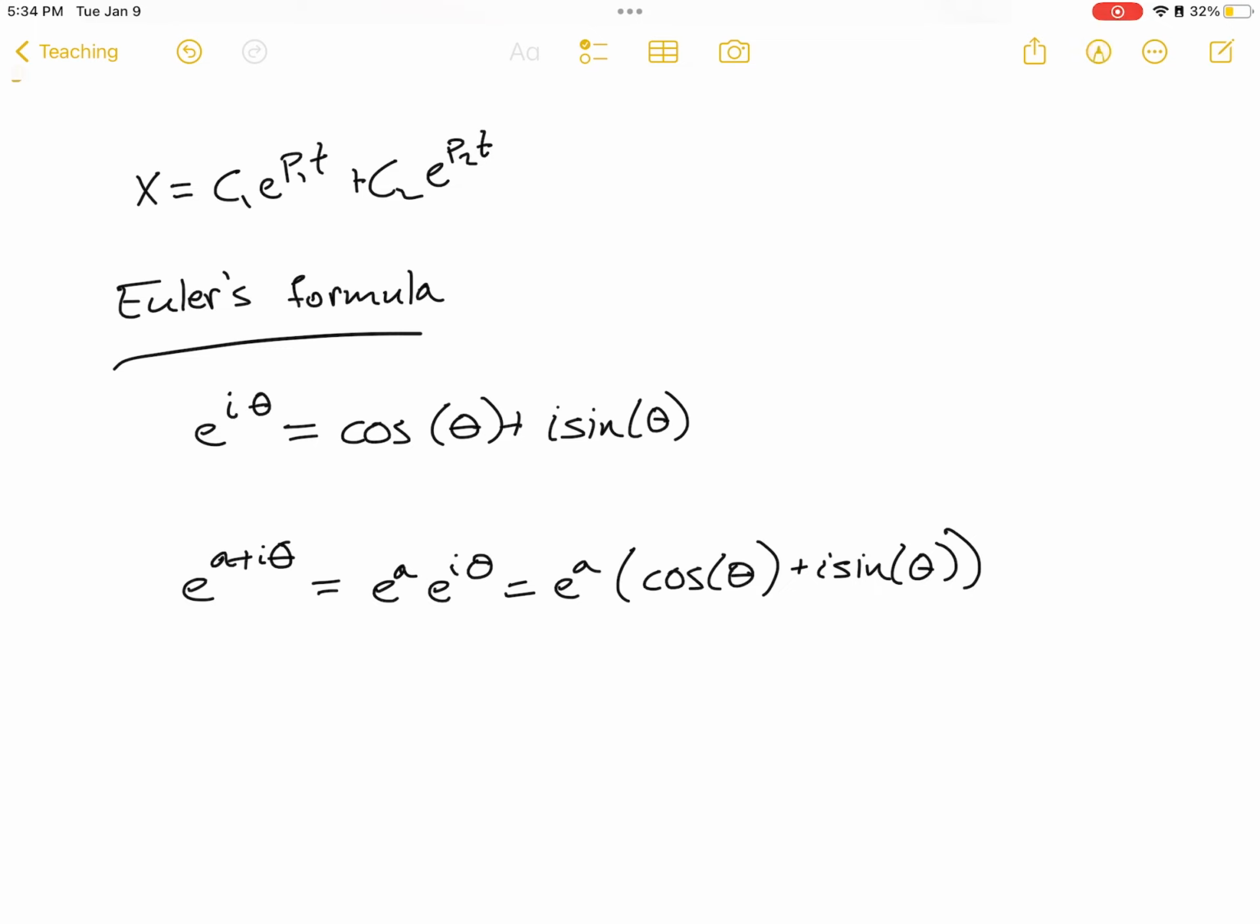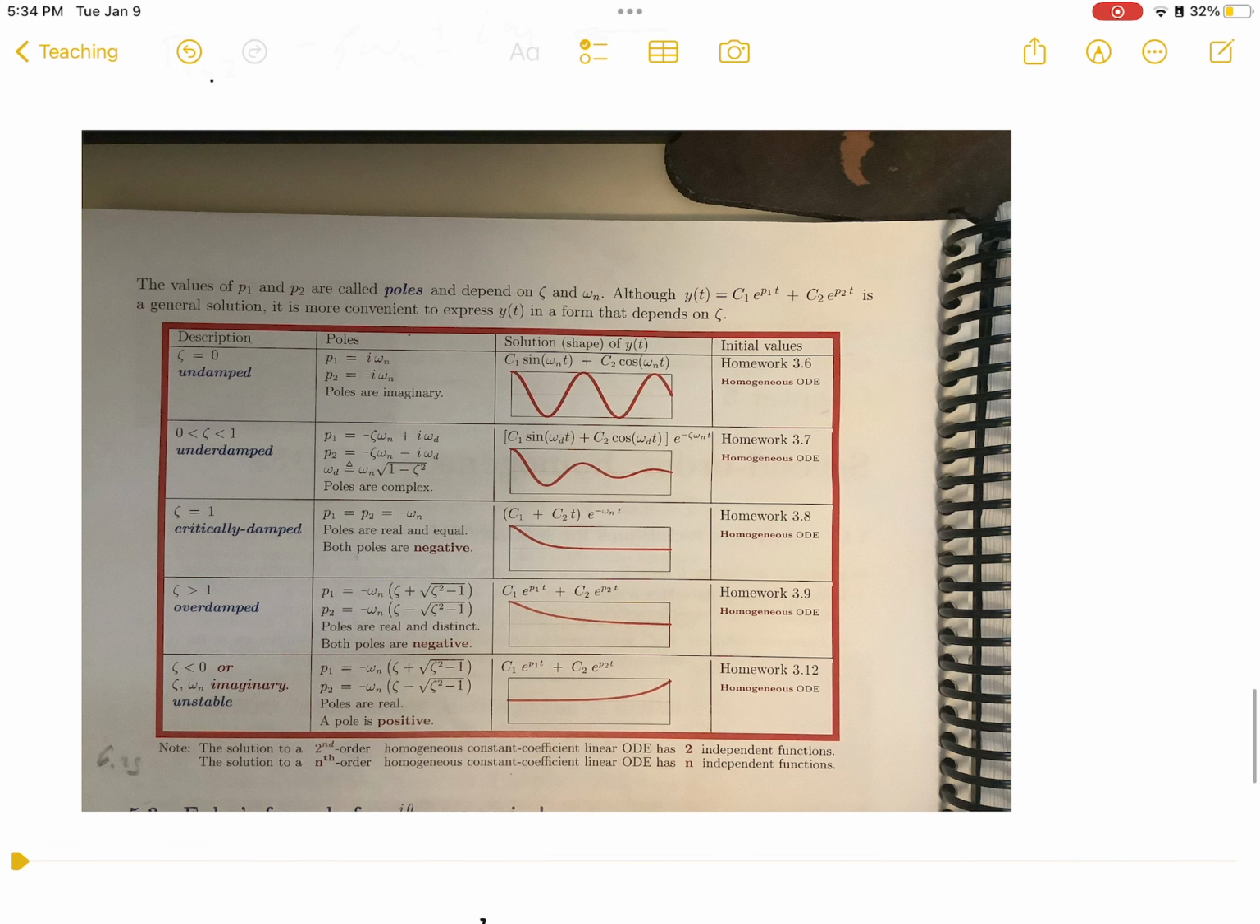The same thing for if you have e to the a minus I theta, then you end up with just a minus sign right here. And it's this Euler's formula, this result right here that connects all of our different values of zeta and connects systems and allows us to use the same mathematical tools for systems that oscillate, systems that don't oscillate, and gives us this useful table of solutions right here.